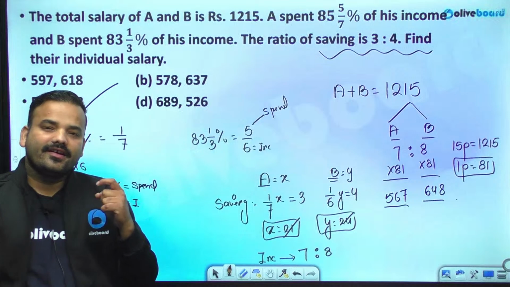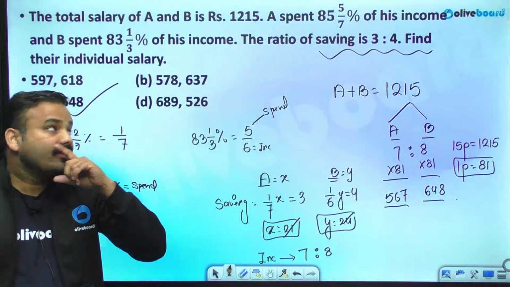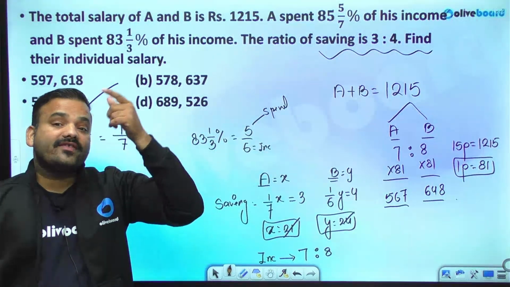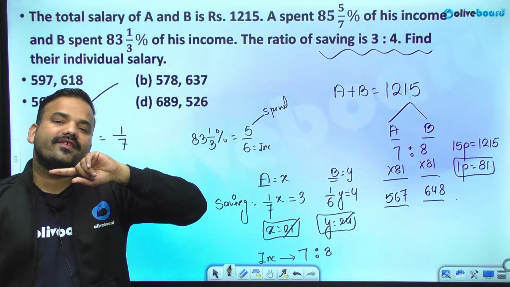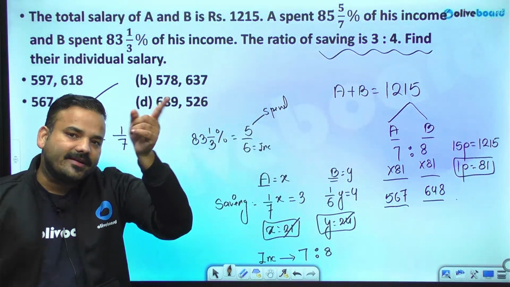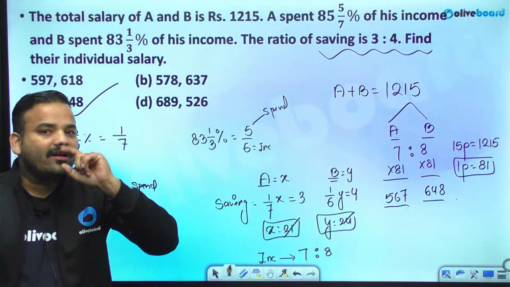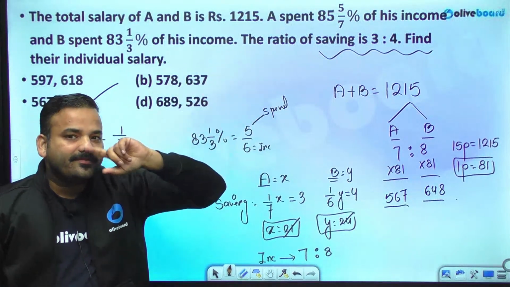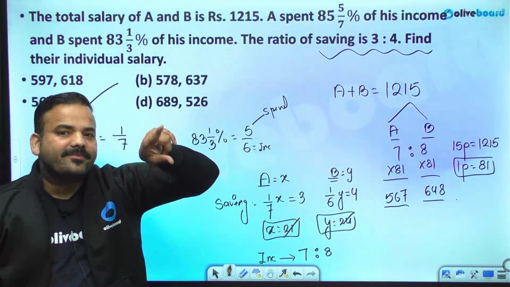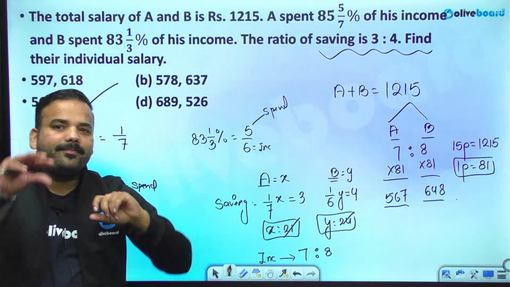Yes. 6 by 7. 85 5 by 7 is nothing but 6 by 7. Out of 7, if somebody is spending 6, that means he is saving how much? 1 by 7. 1 by 7 is equivalent to 3. That means the complete income will be 7 times 3, that is 21. So A's income is 21.